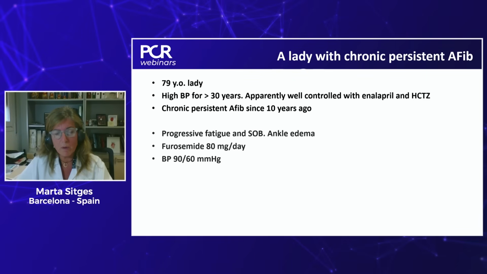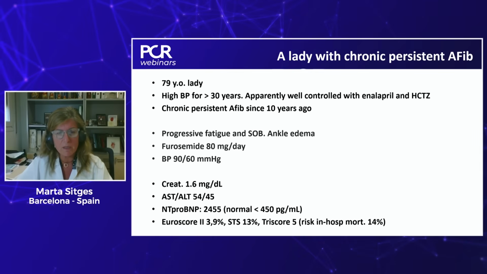She comes to our consultation because she's complaining of progressive fatigue and shortness of breath. She shows ankle edema in both legs. She's already taking furosemide, prescribed by her primary physician and her on-site cardiologist. She's now taking 80 milligrams per day. Her blood pressure is 90/60 millimeters of mercury, so we have not much more chance to increase those diuretics.